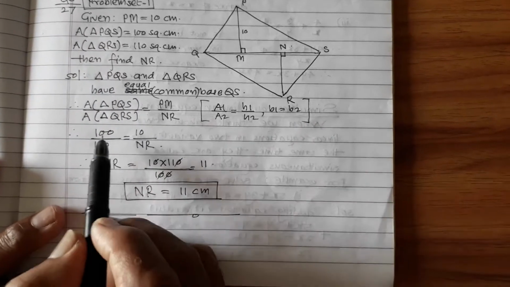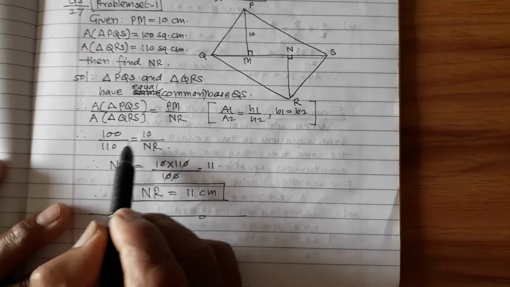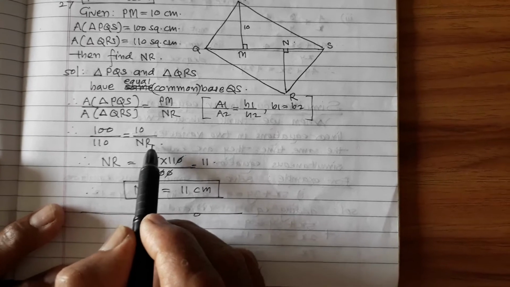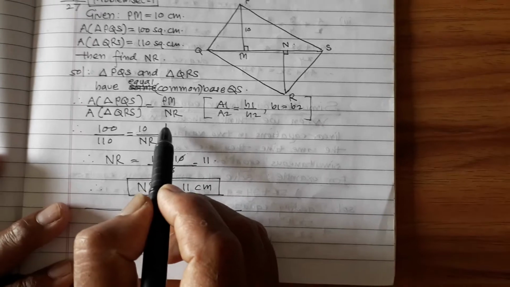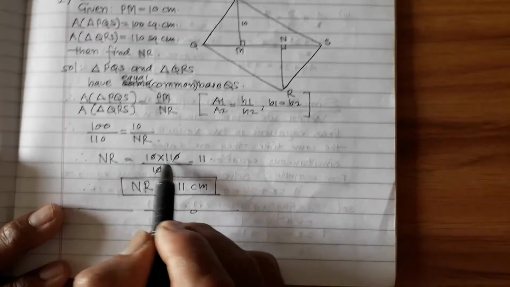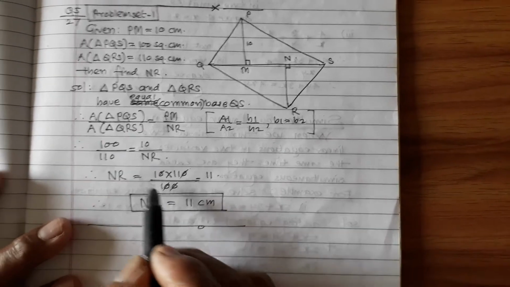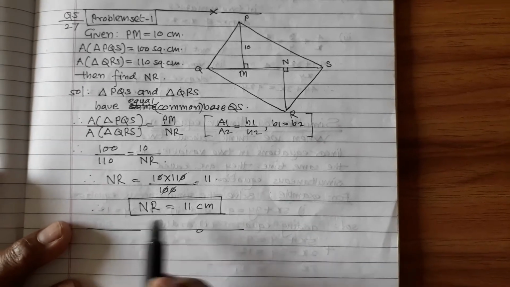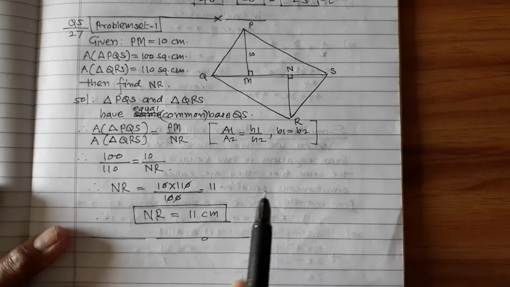your values. 100 upon 110 is equal to 10 upon NR, and therefore NR is equal to, you transfer this 100 and this 110 here. So NR is equal to 10 into 110 upon 100, 2 zeros get cancelled, and your answer is what? 11, and therefore NR is equal to 11 centimeter.